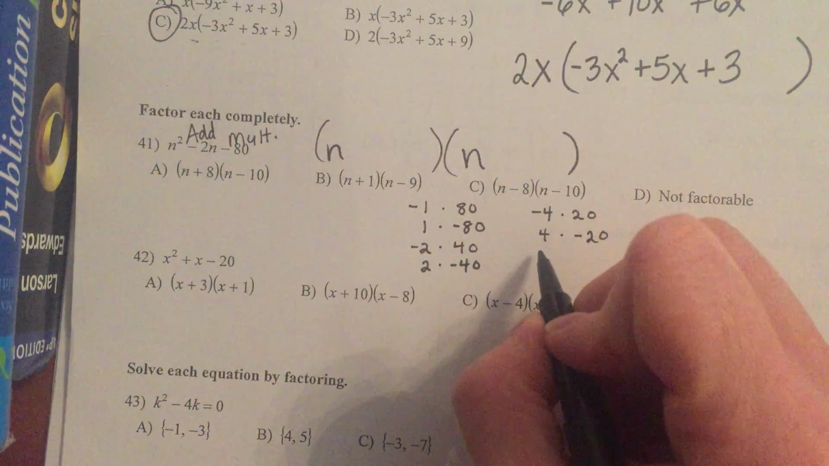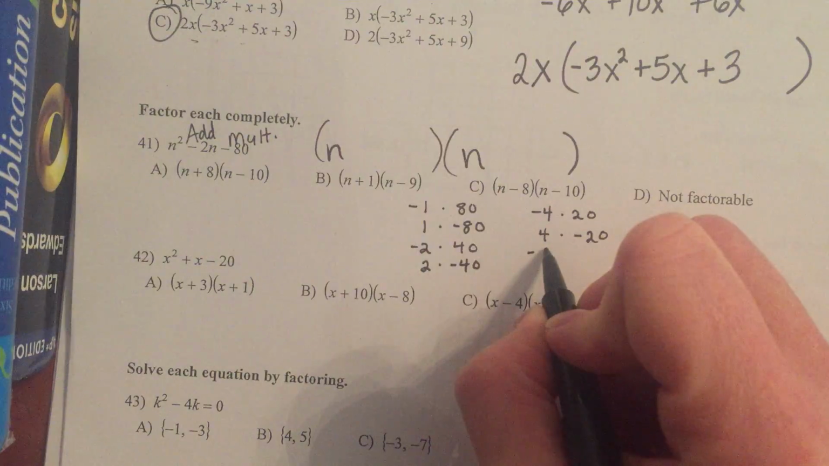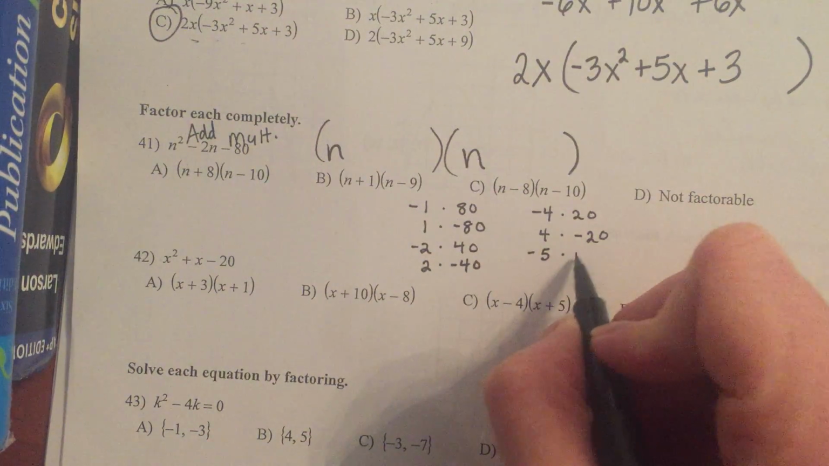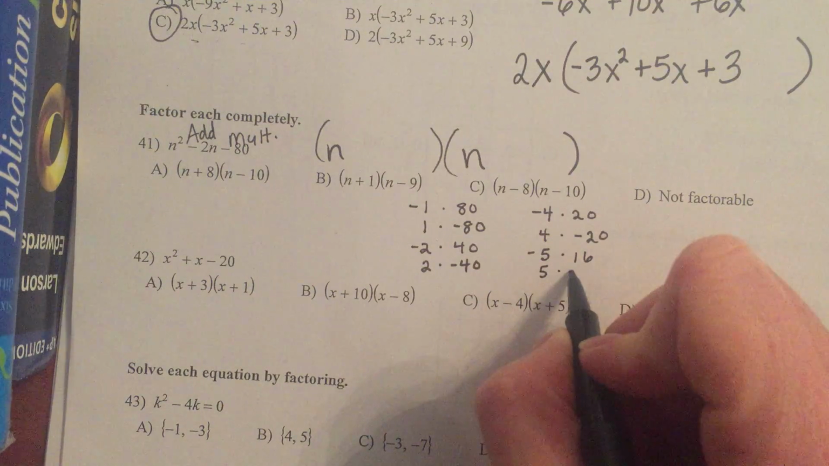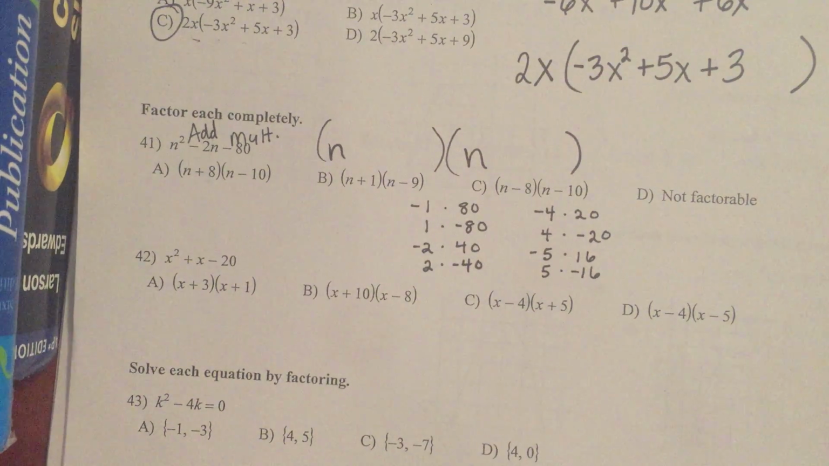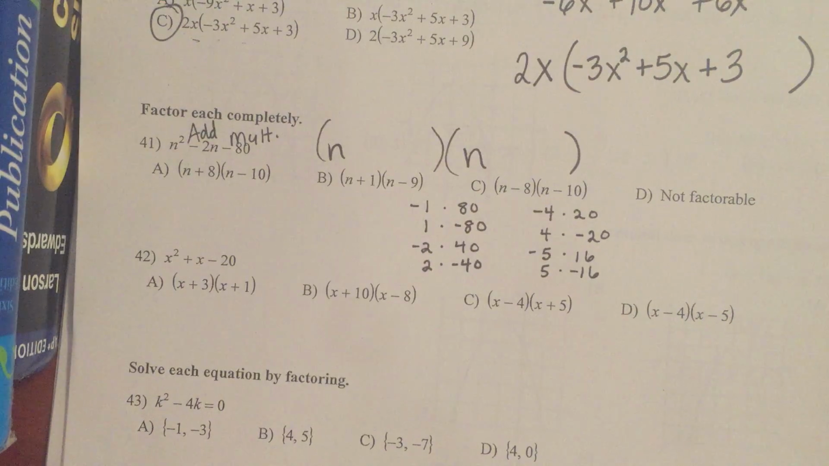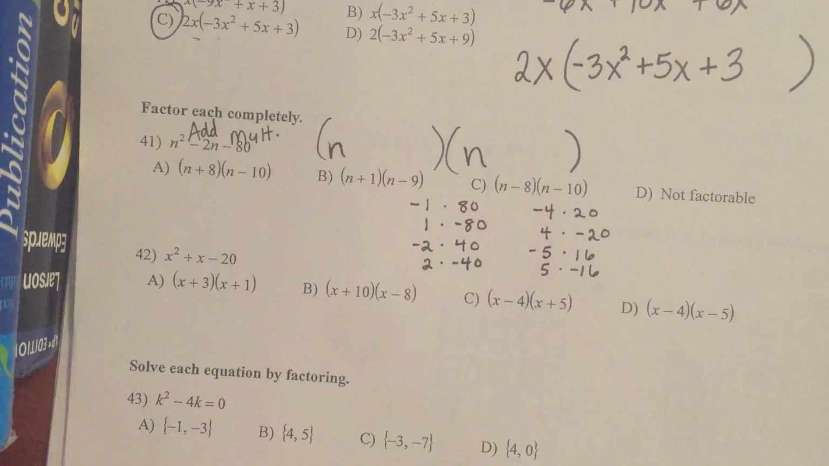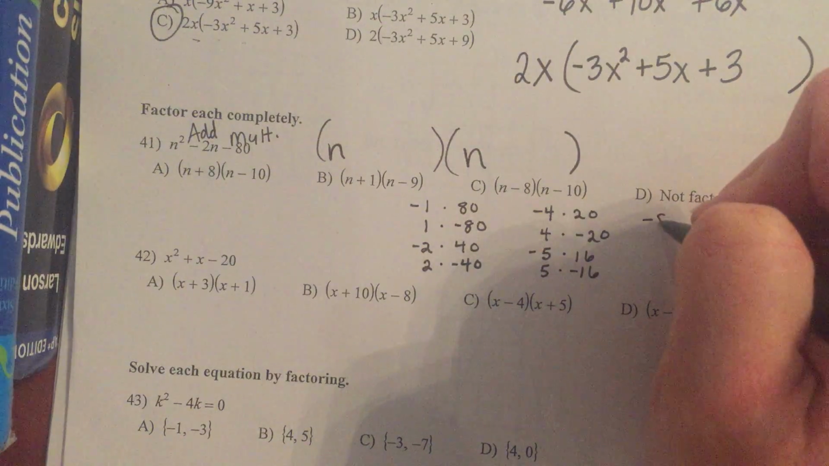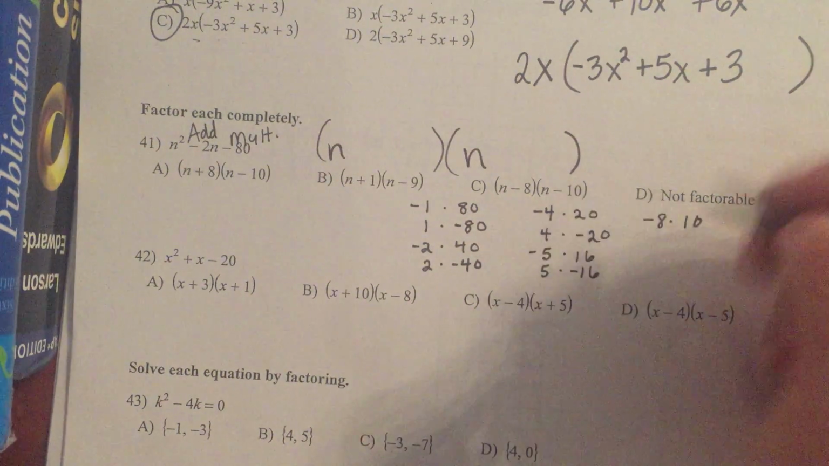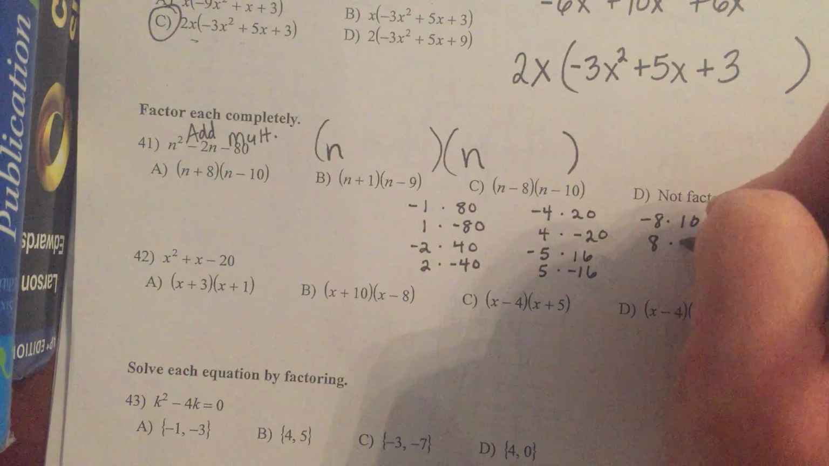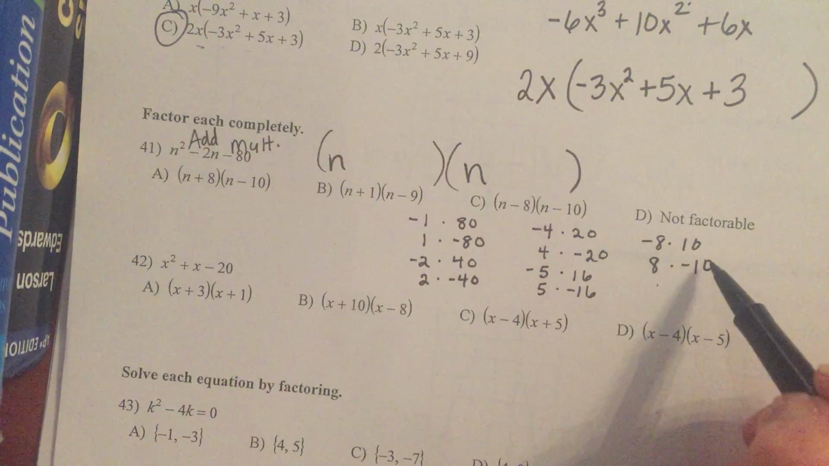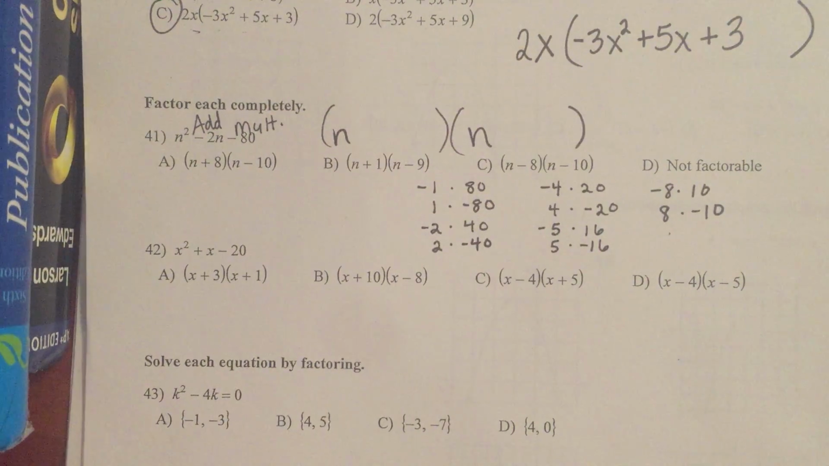5 will go into 80. So there is -5 times 16 and 5 times -16. And then 6 doesn't go into 80, 7 doesn't go into 80, but 8 does. So there's -8 times +10, +8 times -10. 9 doesn't go into 80, and then once I hit 10, well, I've already hit that number, so we're going to pause there.